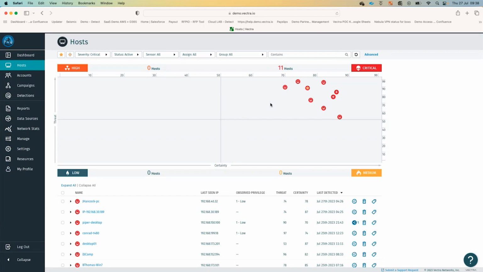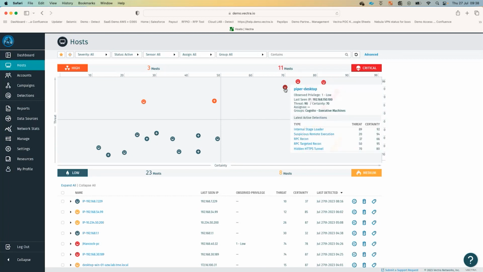So what I've clicked here is I've got this quadrant. I'm actually just going to expand it to all. And top right, it's like the opposite of Gartner. Top right's where you don't want to be. Each one of these little dots are representing a host displaying attacker behavior.